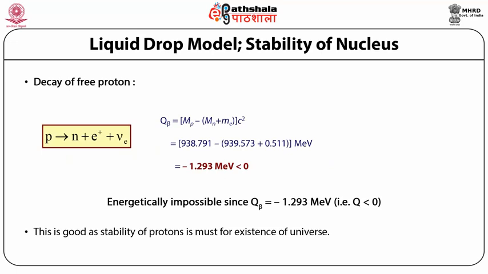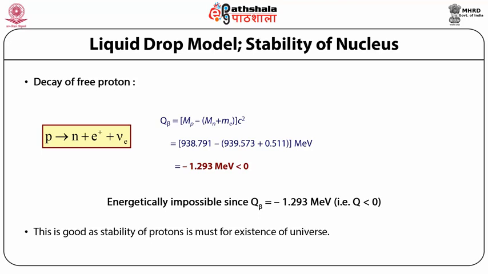Liquid drop model, stability of the nucleus. So we continue our discussion about the stability of nucleons. In the previous slide we discussed the nature of the neutron. In this slide we are going to discuss the nature of the proton, whether it decays or not. Now if the proton has to decay, it decays into a neutron with the emission of a positron and a neutrino.